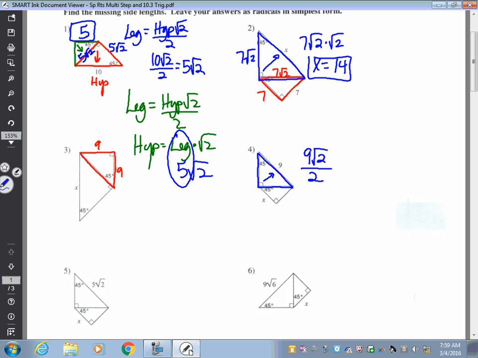If you don't understand how to rationalize, here's how we get to that. You take the hypotenuse, you divide by square root of 2. But you can't have a radical at the bottom, so we rationalize it. Multiply by square root 2 over square root 2. Top times top gets multiplied together, so that's 9 root 2.